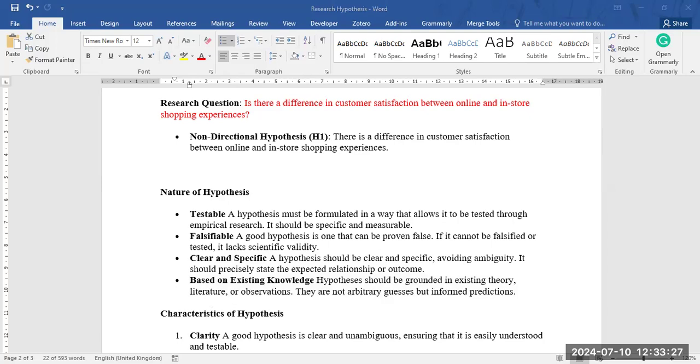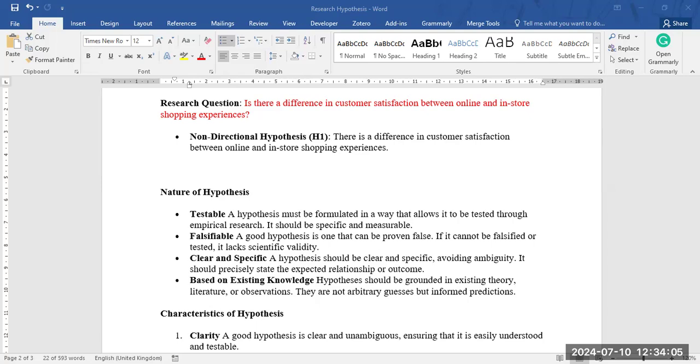For example, previous or existing studies show that personalized recommendations increase sales. A company wants to test this on their website. So based on that knowledge, they can do that. Implementing personalized product recommendations on the home page will increase sales by 20% over 6 months. This is the hypothesis, based on existing knowledge from previous studies and theories about the effectiveness of personalized recommendation.